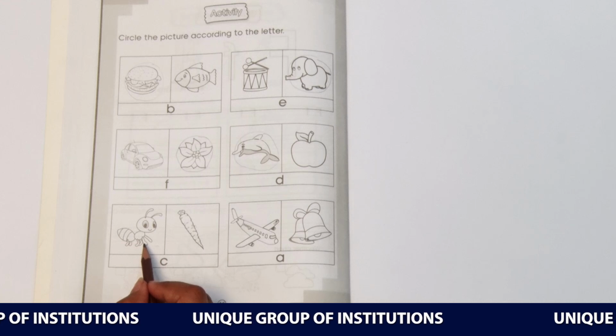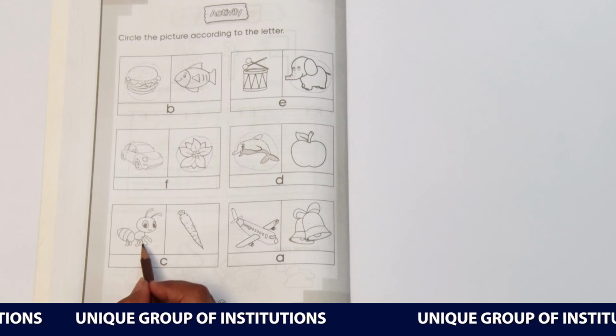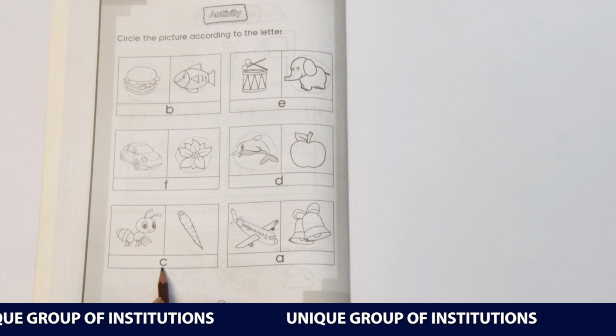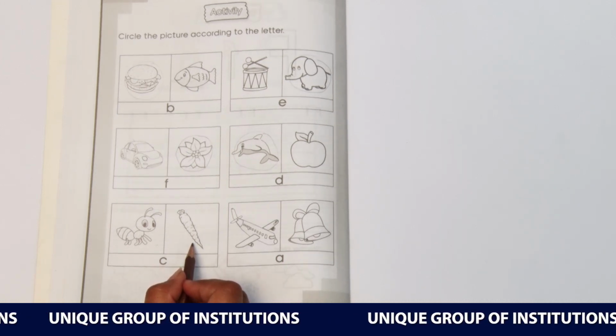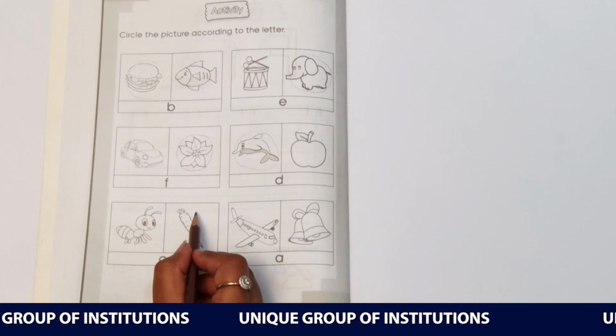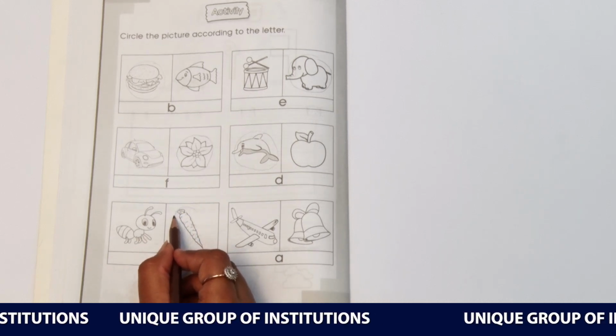It's ant. A. It's not the sound of letter C. This is carrot. K, K, carrot. So we have to circle this carrot.